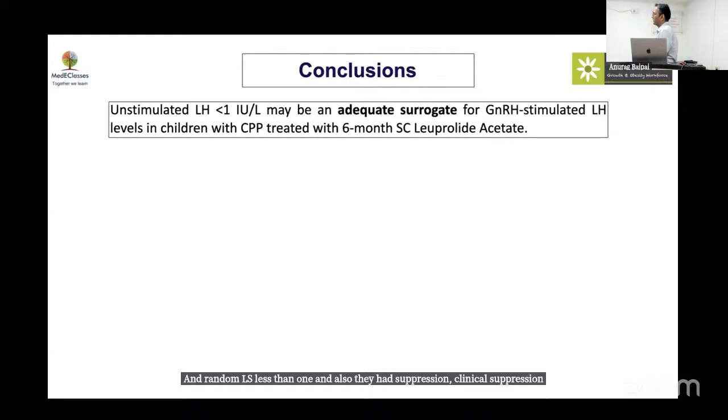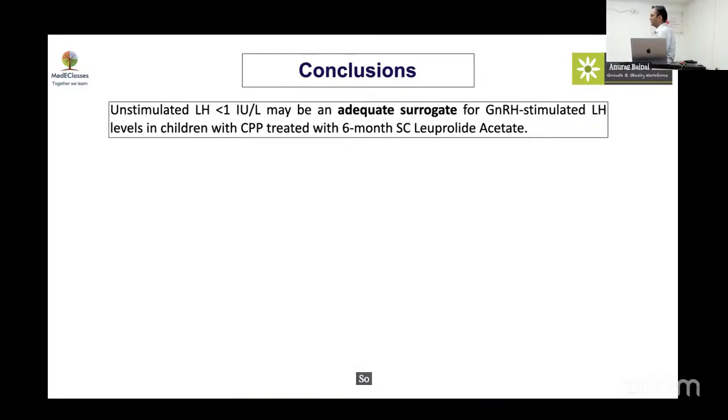The conclusion is that unstimulated LH can be used as an adequate surrogate marker in lieu of stimulated LH in children with CPP, along with the use of clinical parameters. So it can be used as a surrogate marker for stimulated LH, not for clinical parameters.